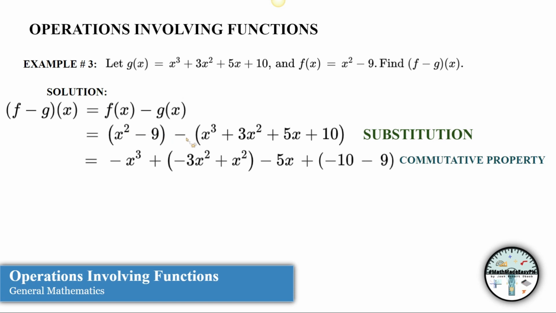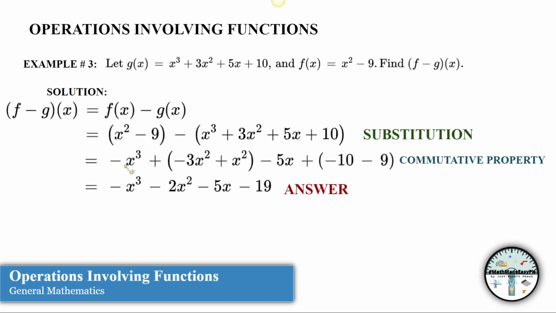And we just do the distributive property. Then after that, naging ganito na siya. And we do the commutative property and we just gather the variables para ma-simplify natin siya ng mas madali. So you can pause this video so that you can know bakit siya naging ganito. Okay?